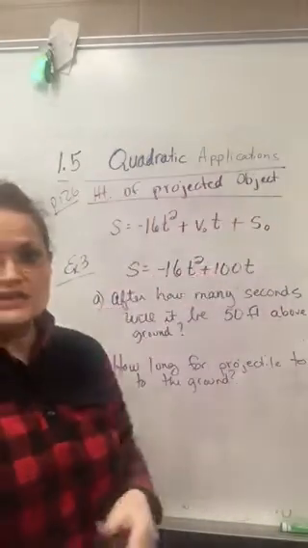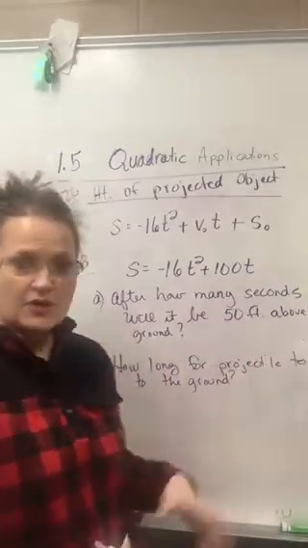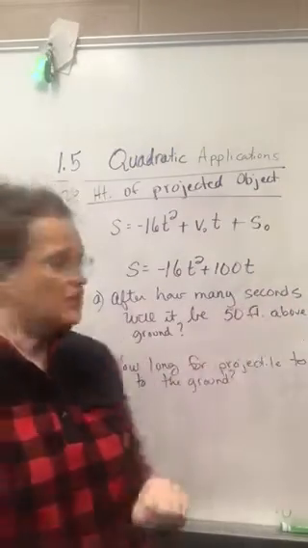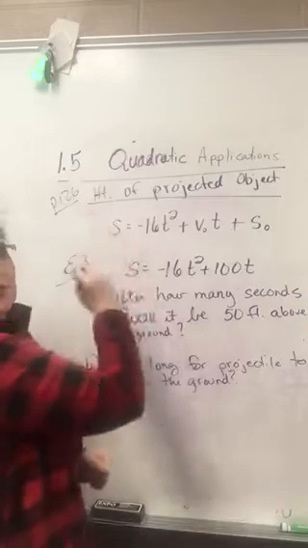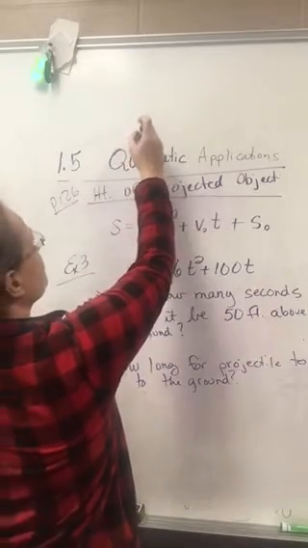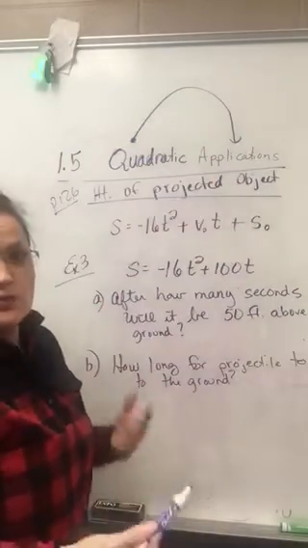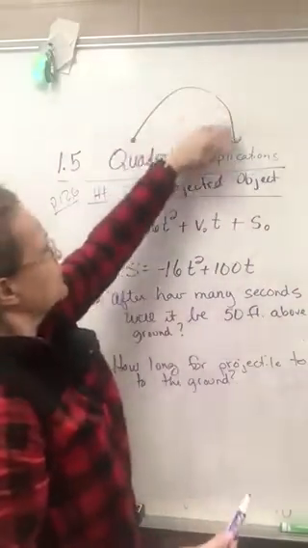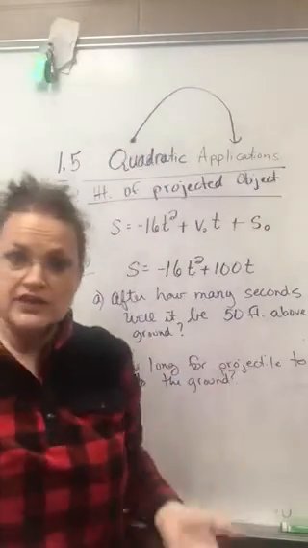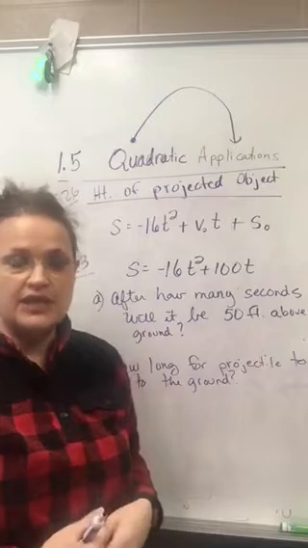projected object. As it turns out, all projected objects, basketballs, baseballs, rocket ships, whatever, start at a point, maybe on the ground or at a certain height off a building or whatever, then they project up and they have to come back down. So we have a path they follow, which is always going to be a quadratic equation, as it turns out.